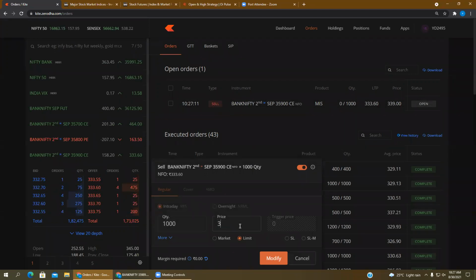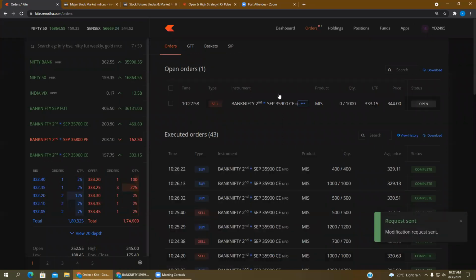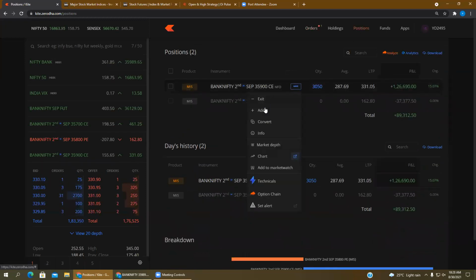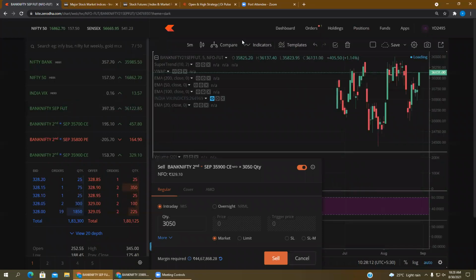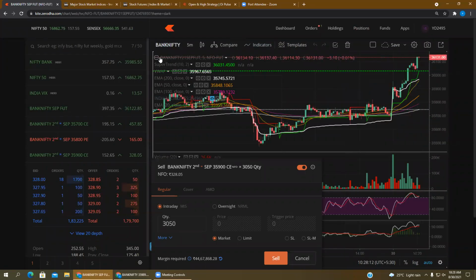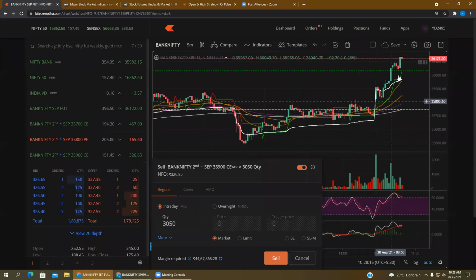Maybe we can put 344 also. I've changed it to 344. The only reason I'm holding is because it's a very good candle. This is a very good full body candle. And maybe at the end of the candle, I'm looking for a spike.